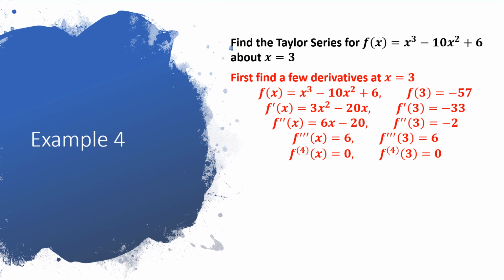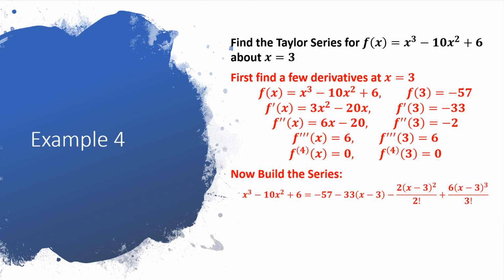One thing I'm noticing here is if I go anywhere past the fourth, like the fifth or the sixth or the seventh derivative and so on, the 100th derivative, I'm going to get 0. So really, my actual series is only going to go up to the third derivative. Alright, so now I want to build my series. I'm going to have negative 57 minus 33, x minus 3, minus 2, x minus 3 squared over 2 factorial, plus 6, x minus 3 cubed over 3 factorial.